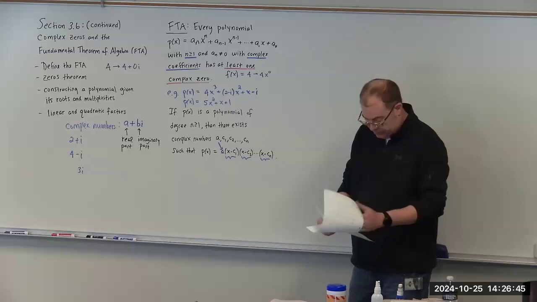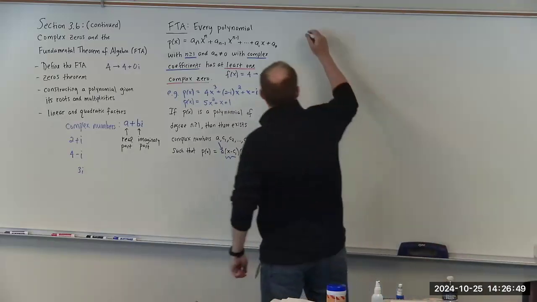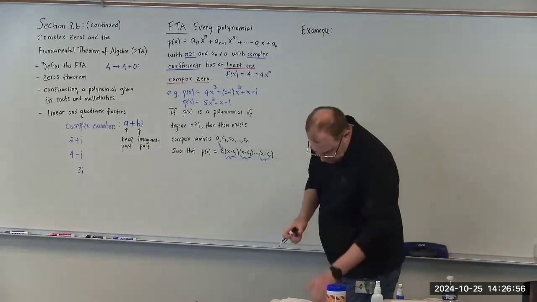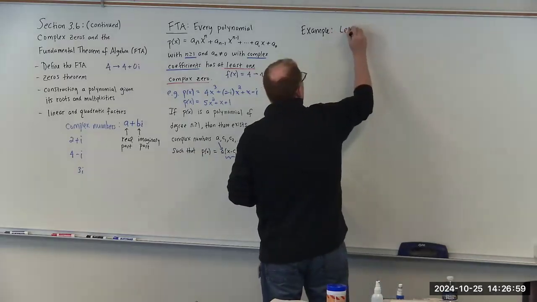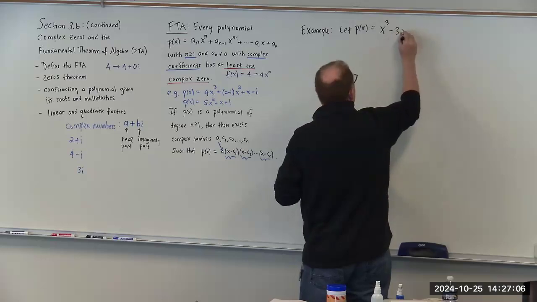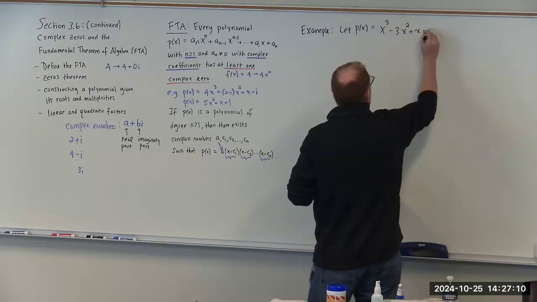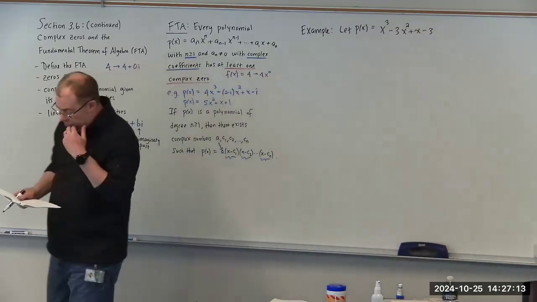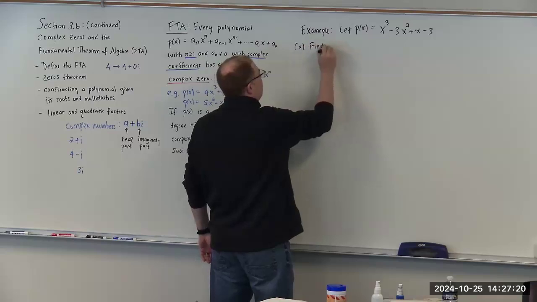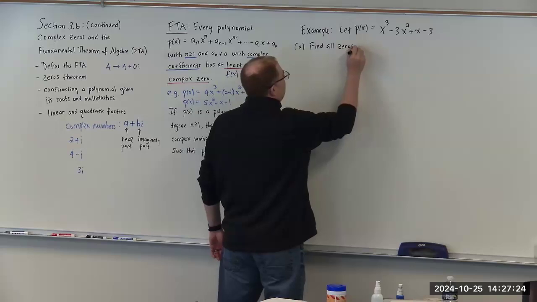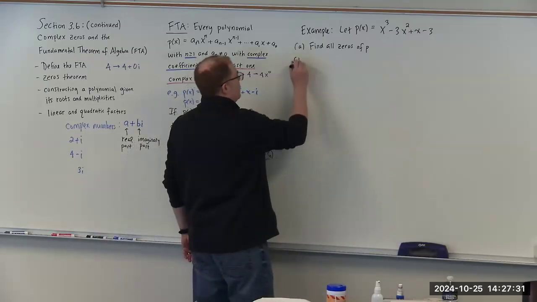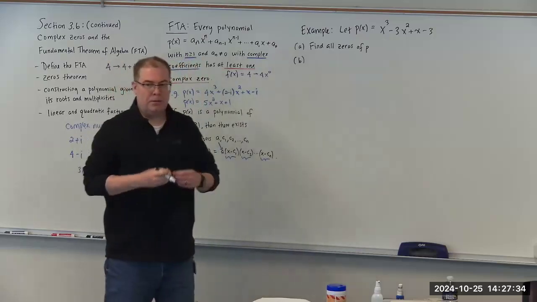So let's look at an example of this. Let's say our polynomial is P of x equal to x to the power 3 minus 3x squared plus x minus 3. For this example, let's assume that we want to find all the zeros of P, and then using those, we want to find the complete factorization.